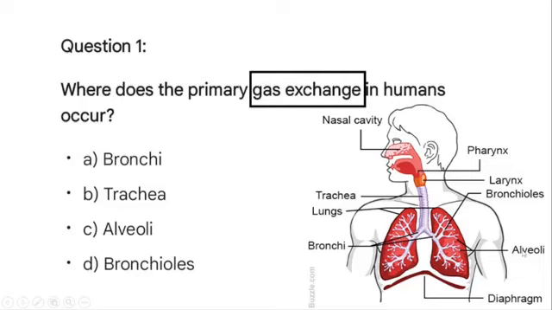So at the end of these bronchioles, that's where we are going to find the alveoli. So the alveoli, these are just tiny air sacs at the end of the bronchioles. So these alveoli, they are just branches of air tubes in the lungs. Okay, so the alveoli, this is where now the lungs and the blood exchange oxygen and carbon dioxide during the process of breathing in and breathing out. So to answer our question, where does the primary gas exchange in humans occur? A. Bronchi, B. Trachea, C. Alveoli, D. Bronchioles. So this occurs in the alveoli.